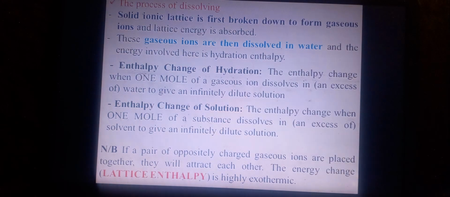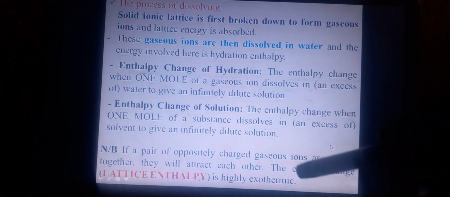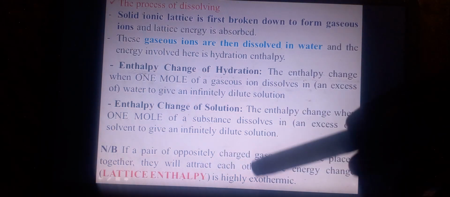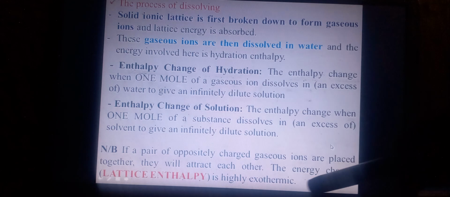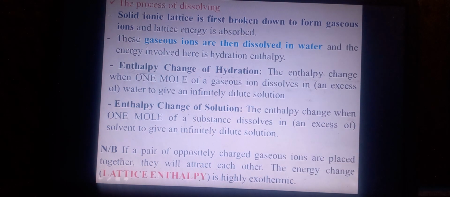Then, what is lattice energy? We also want to define the term lattice energy. If a pair of oppositely charged gaseous ions are placed together, they will attract each other. The enthalpy change involved is lattice enthalpy.